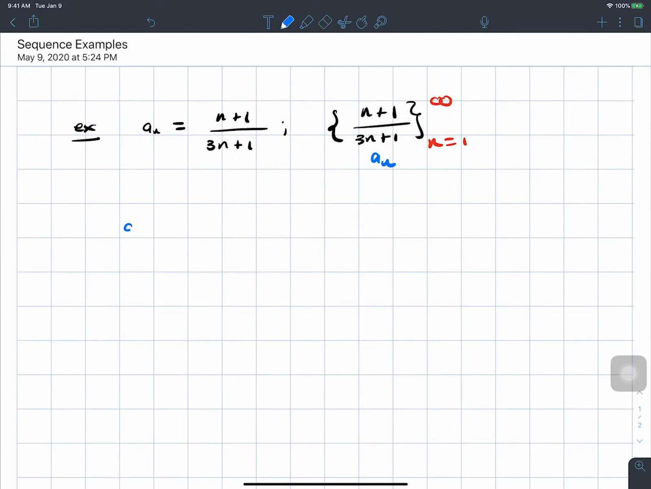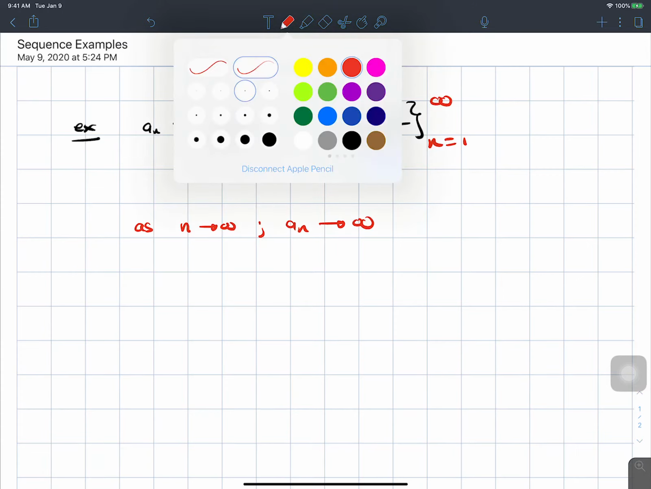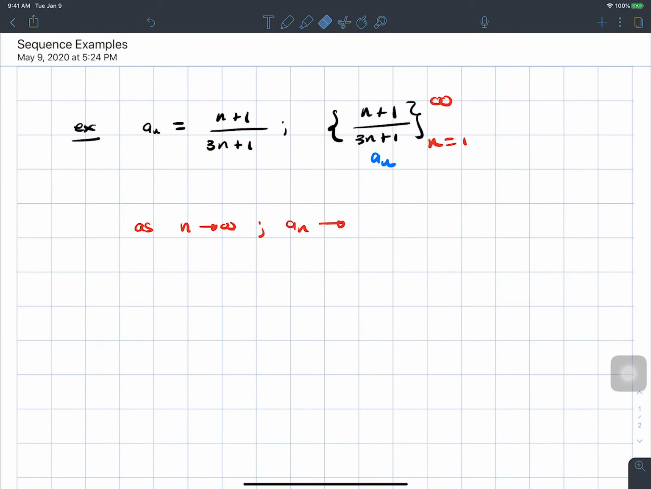So we're going to say here, as n gets big, a_n goes to infinity. Right? That's what we want to know. If we have that, we have divergence. If it goes to a finite value L, we have convergence. So we're trying to find what this goes to. We don't know.